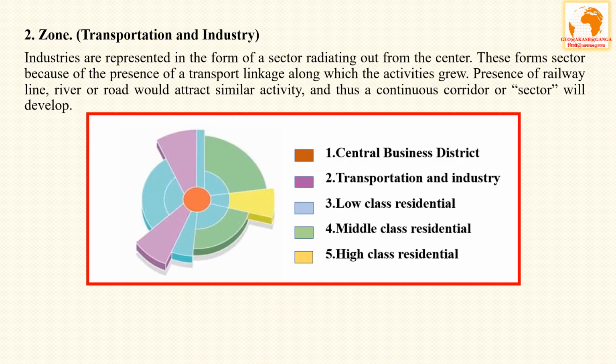Next zone, the zone of transition and industries. In this zone, industries are represented in the form of a sector radiating out from the center. This forms a sector because of the presence of transport linkages along which the activities grow. The presence of railway lines, rivers or roads would attract similar activity, and thus a continuous corridor or sector will develop. Apart from the industries, this area also serves as a residential area for lower-class workers.